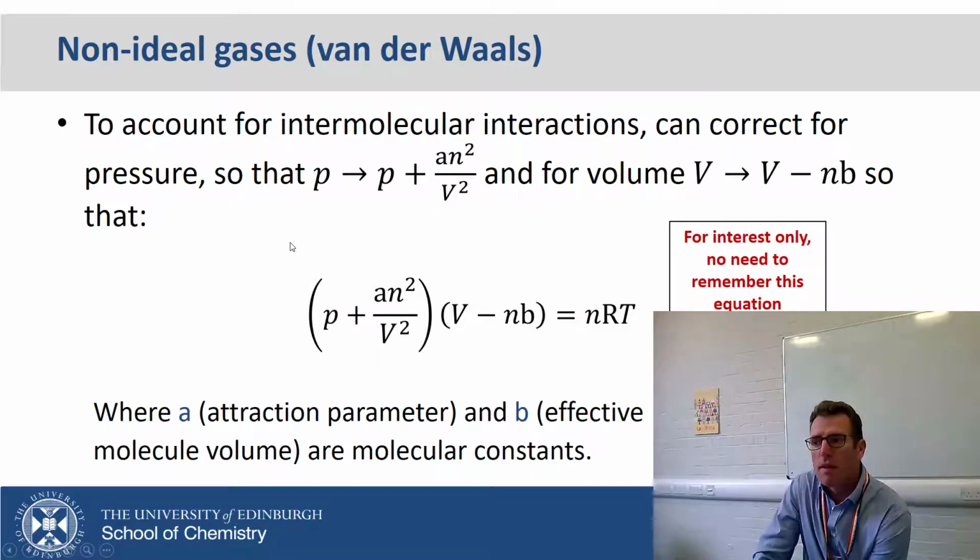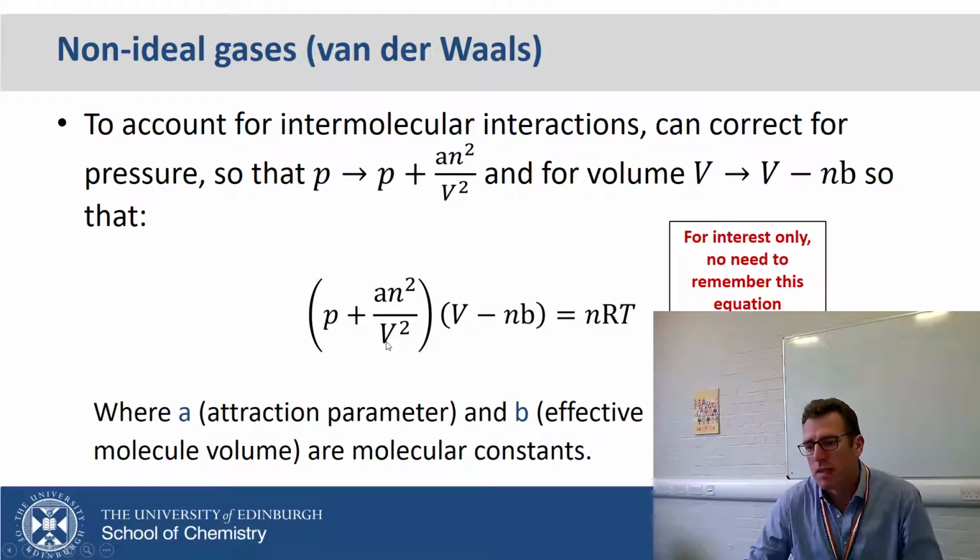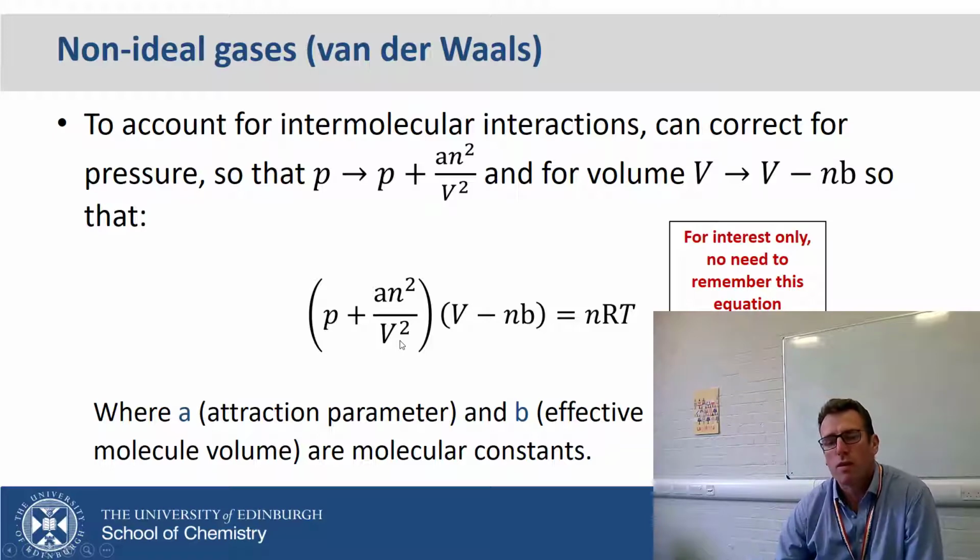So the van der Waals law essentially corrects for these intermolecular interactions, so that we correct pressure to take into account attractions between molecules using a, the attraction parameter, and looks at the fact that molecules aren't infinitesimally small points, they actually take up a particular volume. So the volume is corrected by V minus an amount to take into account that correction. And we essentially get a more complicated form of the ideal gas law called the van der Waals equation, which is this form here. And you'll pick that up in later years if that's of interest. We don't need to remember it here.